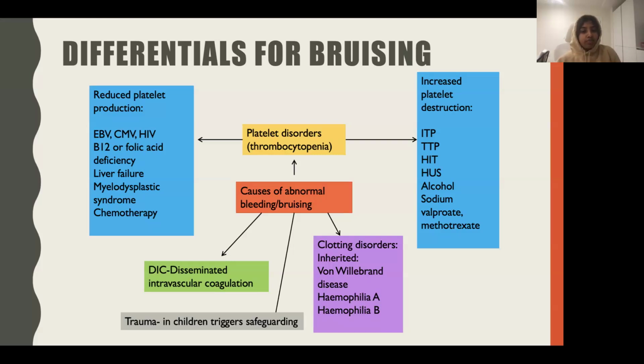And then the clotting disorders is got to do with disorders within the clotting cascade itself. And those are the inherited ones: von Willebrand disease, hemophilia A and hemophilia B. And then we've got DIC, which is a mixture of both clotting and platelet disorder. I don't think it's classified as one or the other, it's kind of both. That's disseminated intravascular coagulation, and then of course trauma.